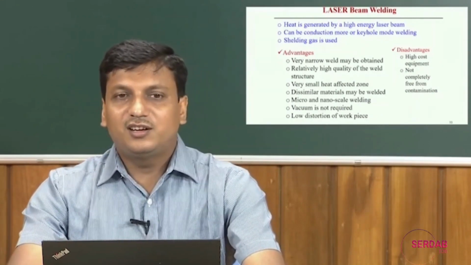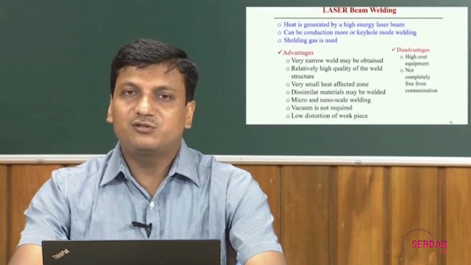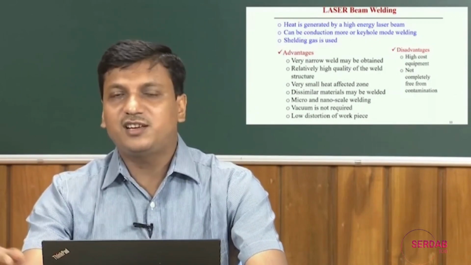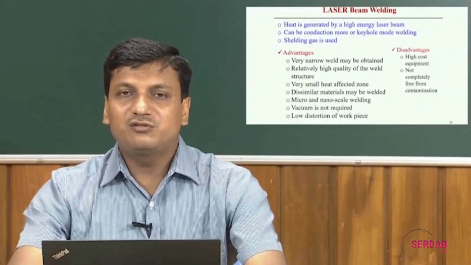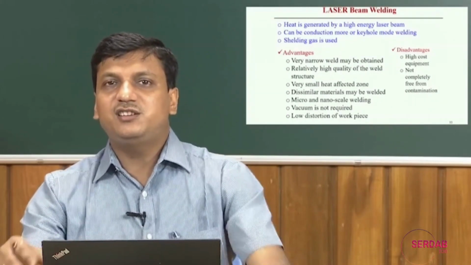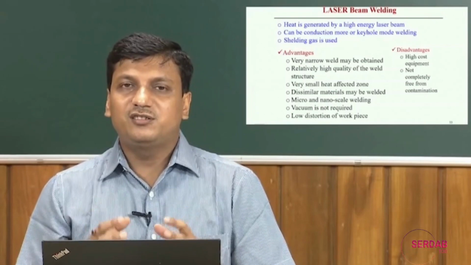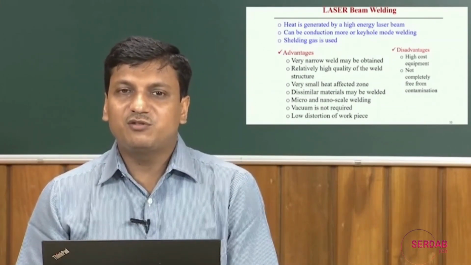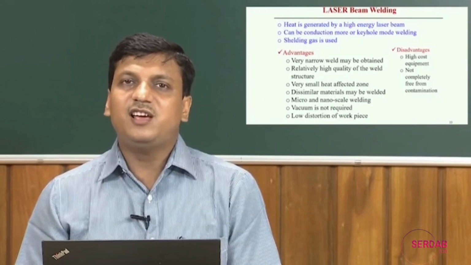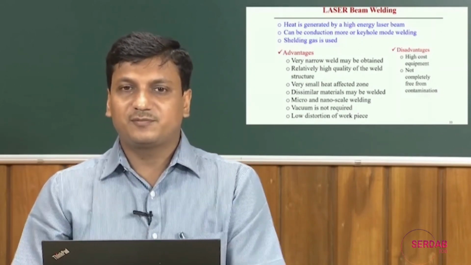Of course, since we can use shielding gas, there is no need of a vacuum in this case, like in electron beam welding processes, and it can produce low distortion of the workpiece, since heat is focused in this very narrow zone. That way it can produce relatively low distortion as compared to other arc welding processes.